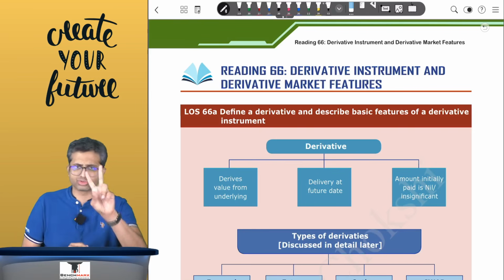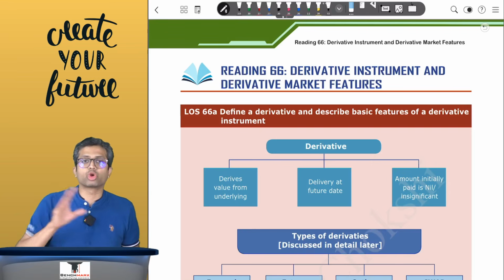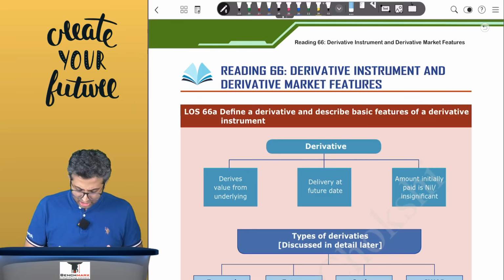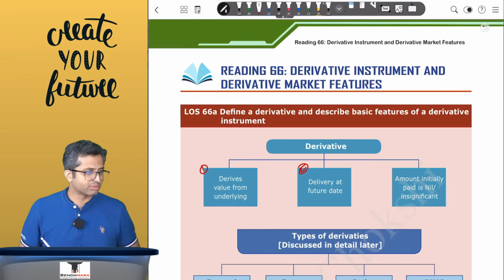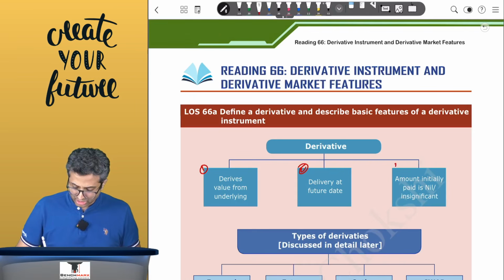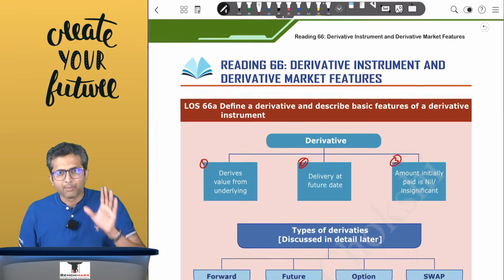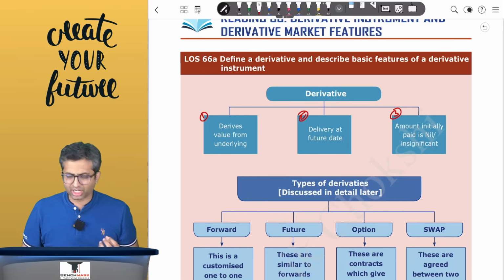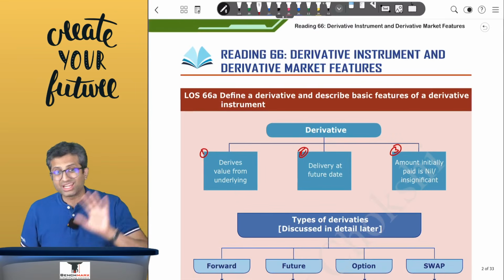Secondly, the settlement will not happen immediately, it will happen at a future date, in our case 6 months later. And third, the amount paid initially is nil or insignificant. In a forward contract, you don't pay anything initially. In case of a futures contract, as we'll study, we pay a deposit or margin, and in case of an option, we pay a premium. But nevertheless, these are all quite small or insignificant as compared to the overall contract value. So these are the 3 essential features of a derivative in general.